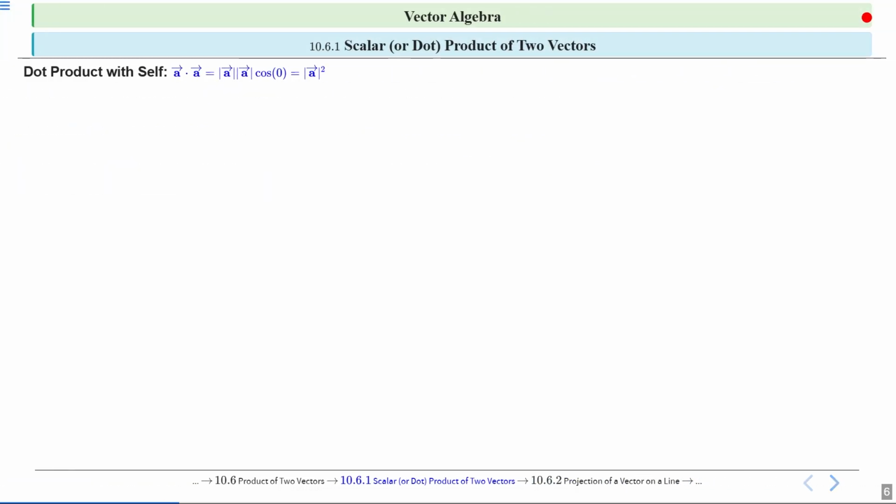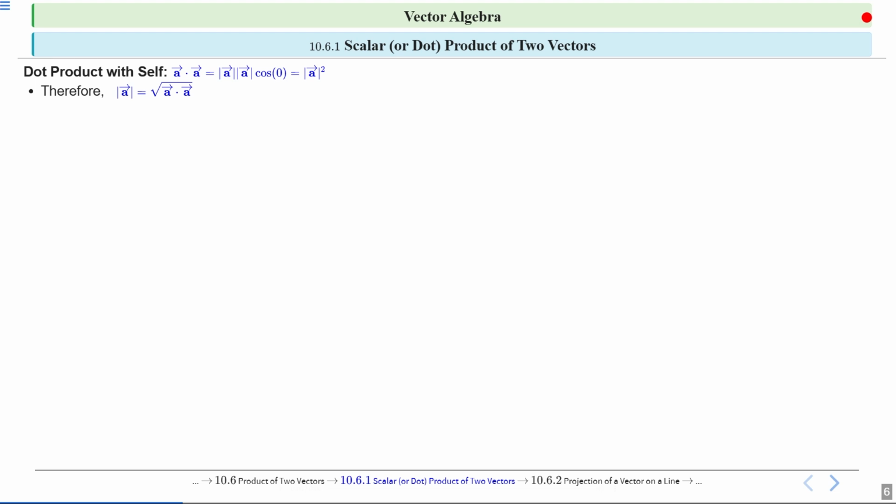Now let's start by discussing the dot product of a vector with itself. The dot product of a vector a with itself is written as a dot a. This equals the magnitude of a squared, because the angle between a vector and itself is 0, making cos 0 equal to 1. So we have a dot a is equal to magnitude of a squared.